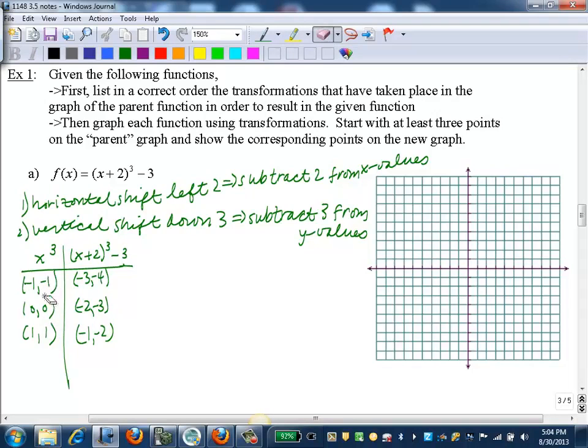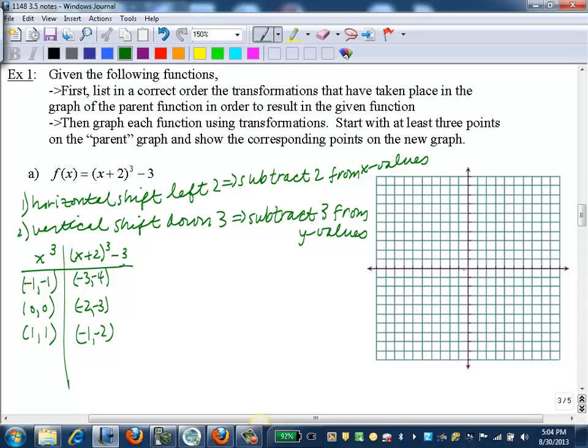So now, these 3 key points on the original parent function after the 2 shifts have transformed into these 3 points. If we plot these 3 points and we know the general shape of an x cubed graph is that snake shape, we can get a good sketch of this graph.